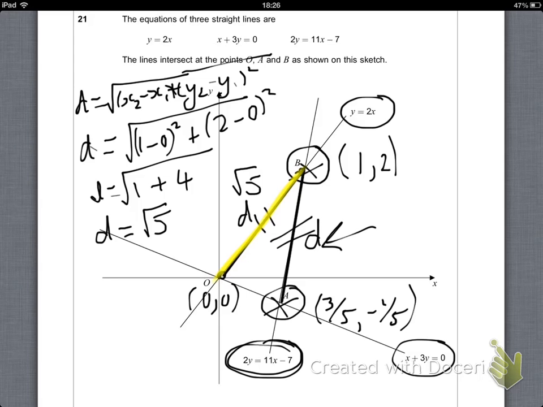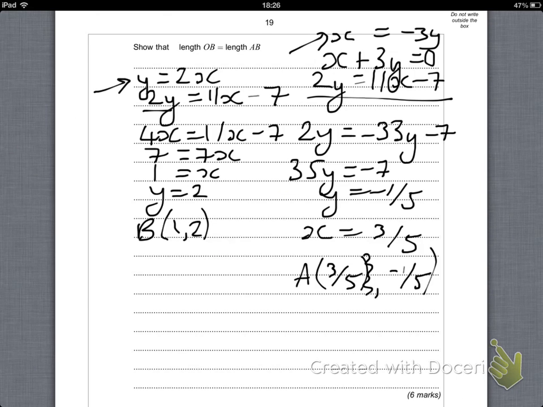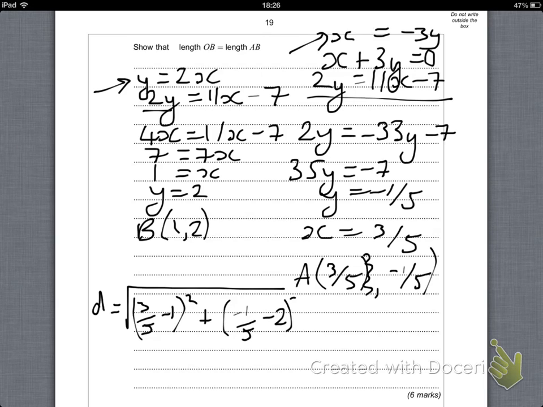Now I'm running out of room, so I'm going to go to the other part. So it's 3/5 and minus a fifth. So it's the distance between these two coordinates here, 1, 2 and 3/5, minus a fifth. So we'll do 3/5 minus 1 squared plus minus a fifth minus 2 squared.